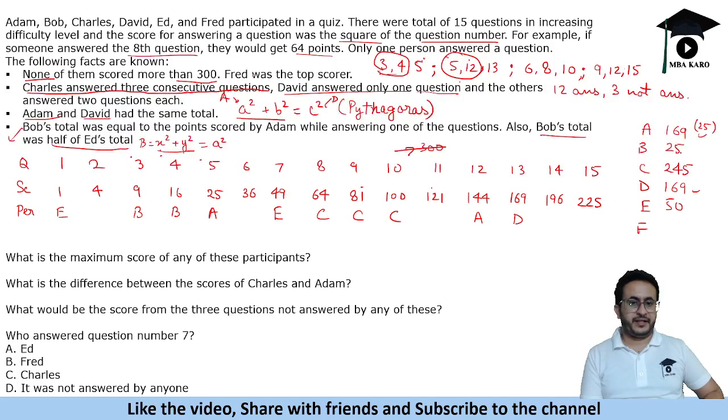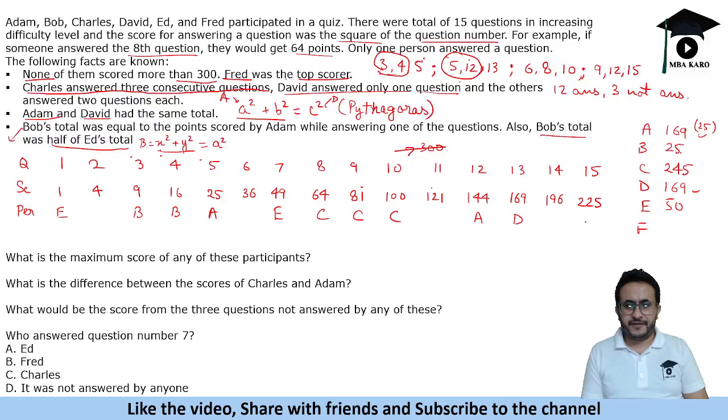Now Fred answered. Fred was the top scorer, and Fred has answered 2 questions. Okay, so Fred has to answer 2 questions. Now let us see which 2. So Fred can answer one of these questions. Like Fred can answer, Charles' total is 245, so Fred's total should be greater than 245. Okay, so Fred has to be on the higher side.